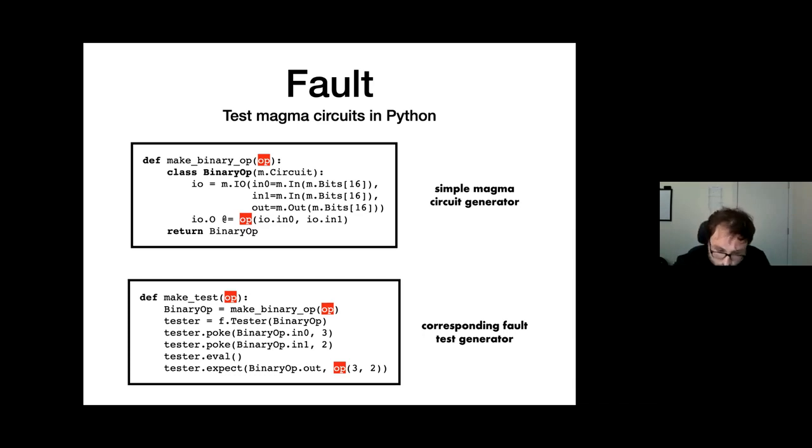And then in Fault, we write essentially an analogous function. The parameters to the circuit generator are the same parameters that go into the Fault test bench generator. Then you can build up a sequence of verification commands like peek and poke and eval and expect in order to test the particular instance of the circuit. Note, this is not testing the actual generation code. It's a general way to test an instance of the generation code. So if you pass in a particular op, you can test that op.